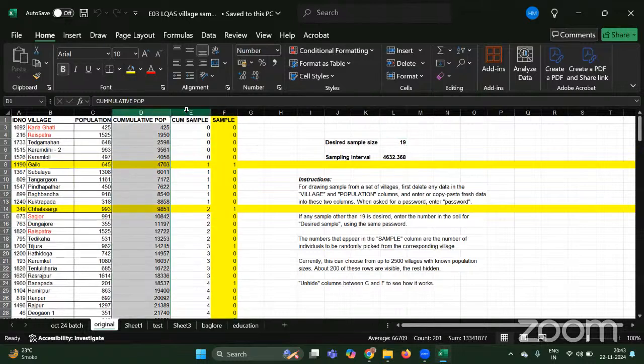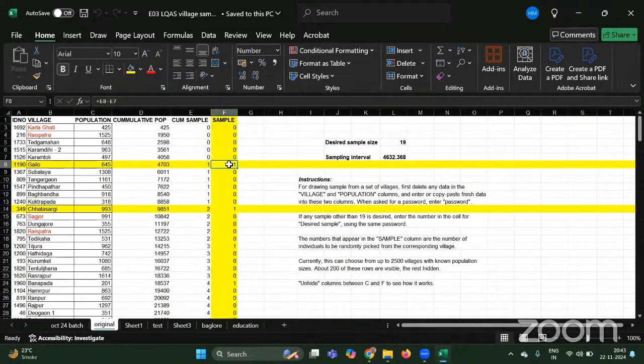Forget this D, forget this E. You need to count only from F. F tells you from which village or where you need to take a sample. From these 645 individuals, or you might be taking children or students of a particular characteristic, you pick up one individual randomly. That's all.